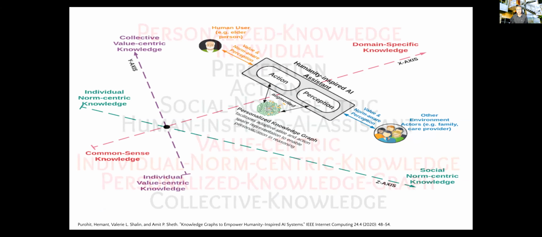This is a paper that we recently did with Hemant and Valerie, putting out the fact that knowledge is not only about capturing the domain, but at the end of the day, AI systems are there to serve human needs, and humans are complex beings. With humans we have social norms, individual priorities, and our own culture. Each of us has our own cultural leaning. We have common sense knowledge, and the domain specific knowledge that we usually focus on is only one aspect of it.